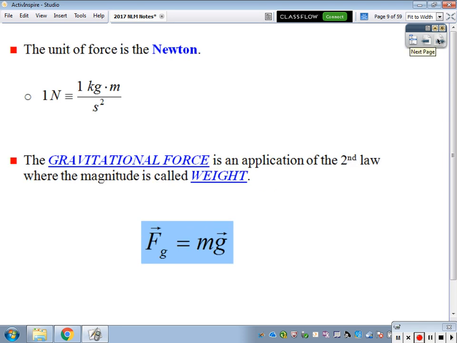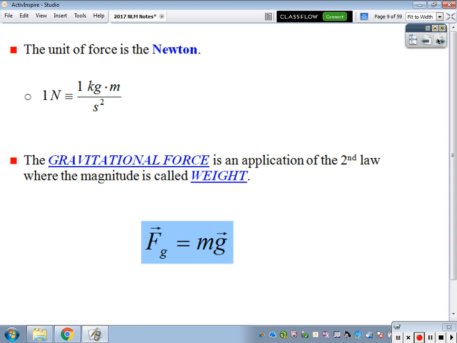But we decided in physics that that was going to be a little cumbersome every time we wanted to express a unit of force, especially in the SI unit system. So in the SI unit system, we truncate that to a Newton, abbreviated as a capital N. What is 1 Newton? It is the force that you would have if you took 1 kilogram of mass and accelerated it at 1 meter per second squared.